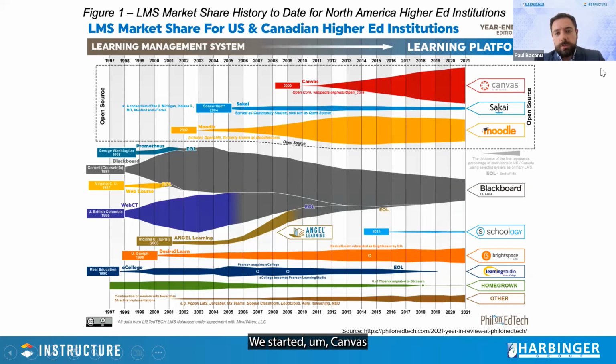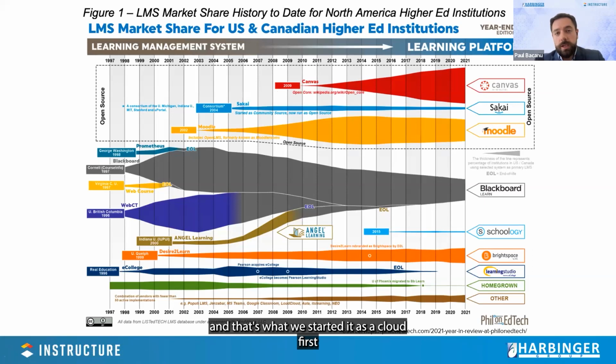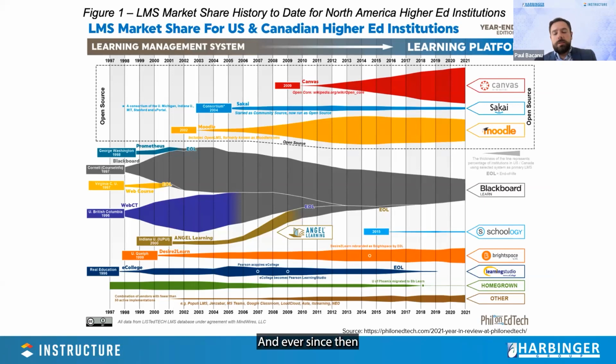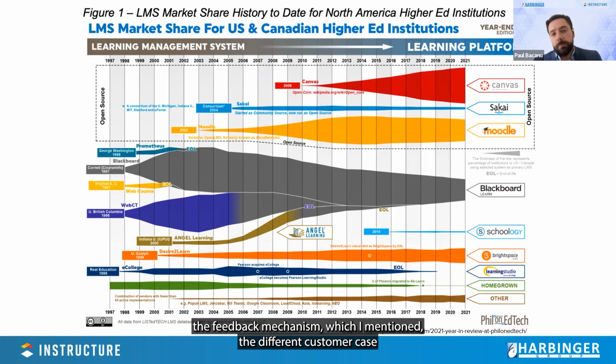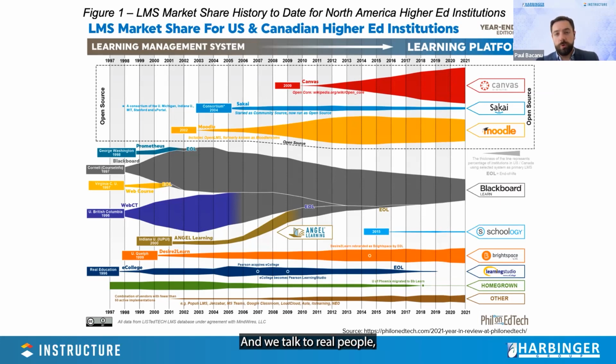We started Canvas back in 2008 with one goal in mind, and that was reach, accessibility, and that's what we started it as, a cloud first, cloud native, if you want to call it like that, and open LMS. And ever since then, we have grown, as you can see in there, to a remarkable degree. But the one thing that we touched upon during this webinar is the feedback mechanism. Pooja mentioned the different customer case studies and different deep insights that we do here at Instructure, and we talk to real people, real students, and real faculties to actually produce that content. Please visit our website. It's got a lot about this kind of content.